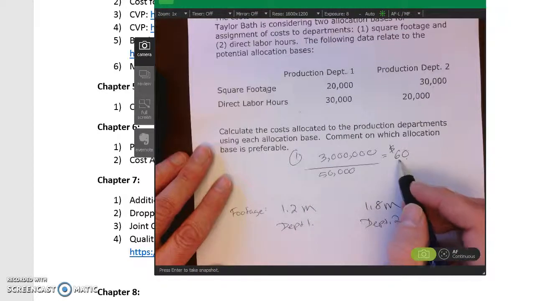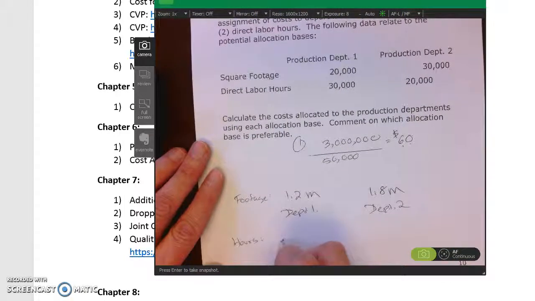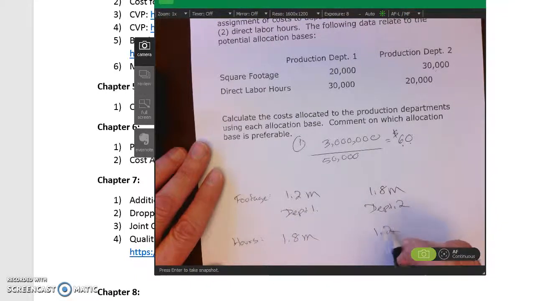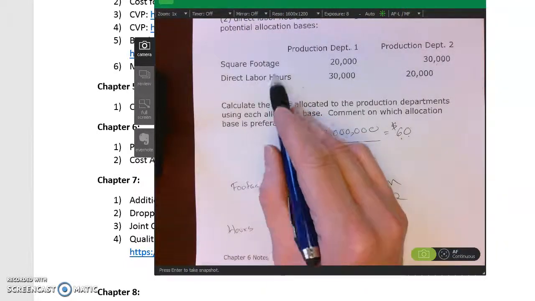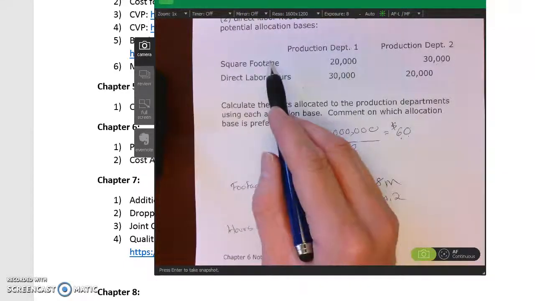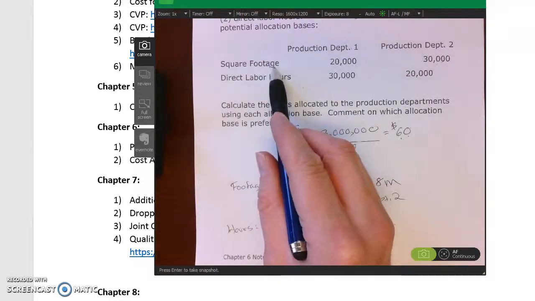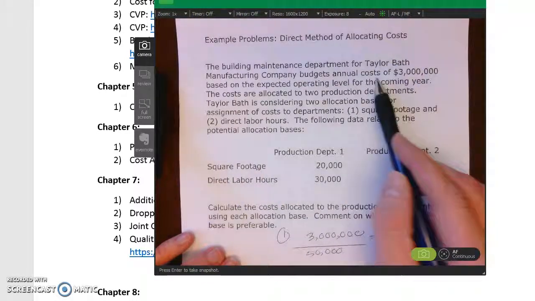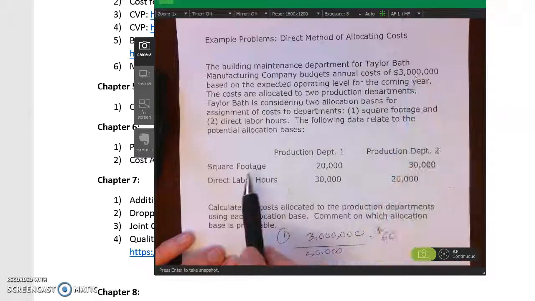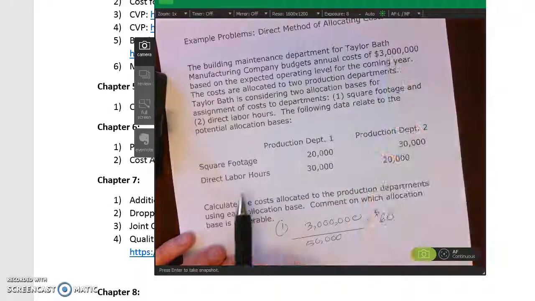The way I got that is I took the $60 times the 30,000. With hours, then it's switched: 1.8, 1.2. Okay? Which one is preferable? Footage or hours? It's the one that would be the true cost driver. That's the right answer, right? If the cause and effect relationship is strongest with square footage, the more square footage that they have, the more costs that the maintenance department has, then square footage is the better one. If labor hours in each department is the cost driver, if that's the cause and effect relationship, then labor hours would be better.